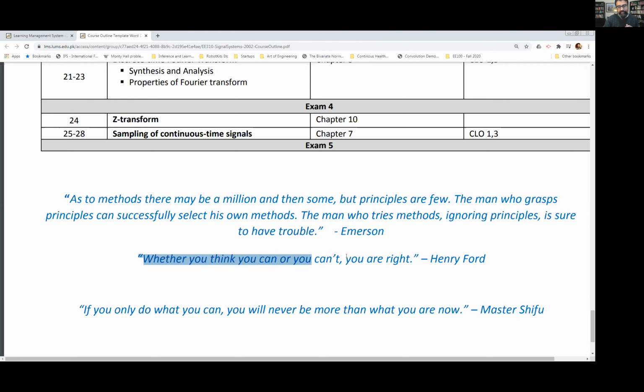One of the other things I want to highlight right at the beginning of the class is this statement by Henry Ford, which is, whether you think you can or you can't, you are right. Okay, can somebody try to shed light on what this means? Sir, can I try? Yeah, go ahead, Manu.